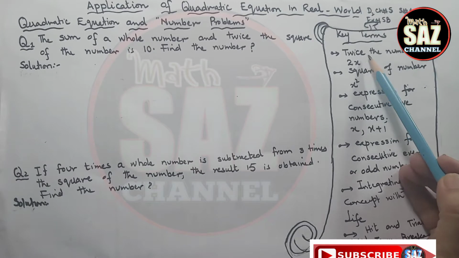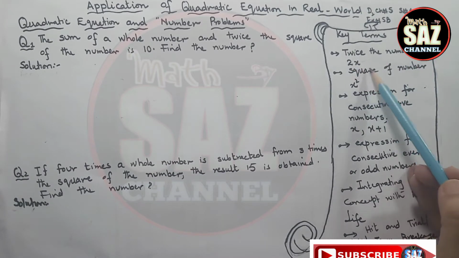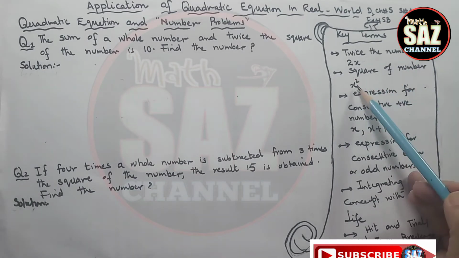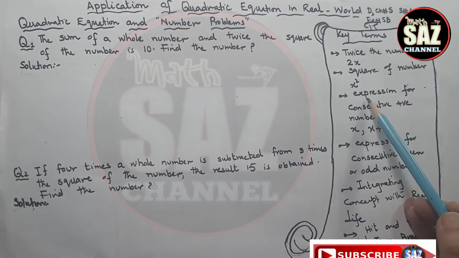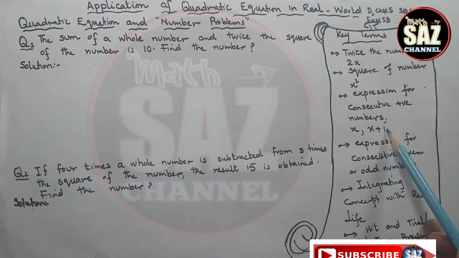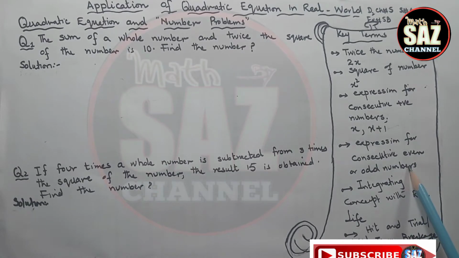When the question will ask you for twice the number, what expression are we going to write? That is 2x. Square the number: if you're taking the number x, then for the square of the number you have to write x square. Expression for consecutive positive numbers, what expression are you going to write for that? x and x plus 1. And the expression for consecutive even and odd numbers is x and x plus 2.